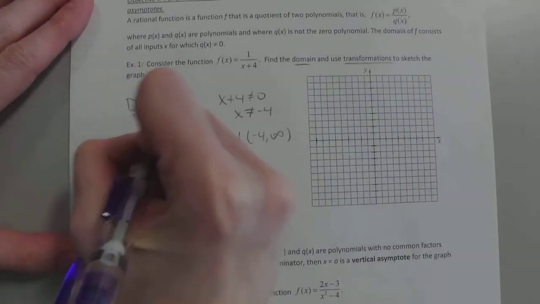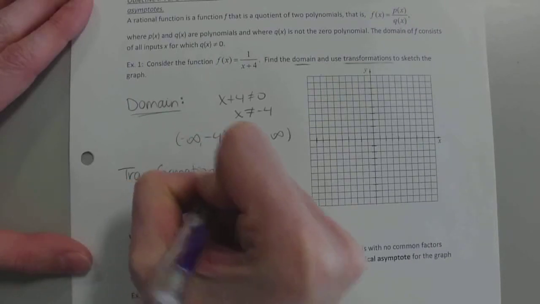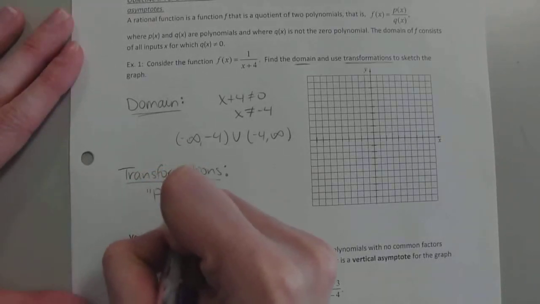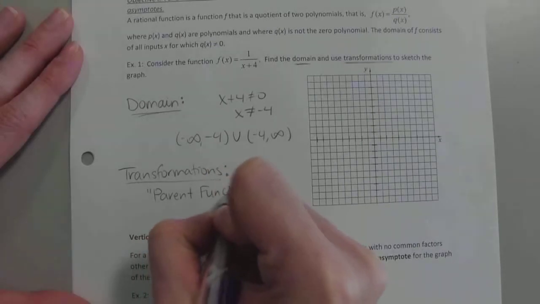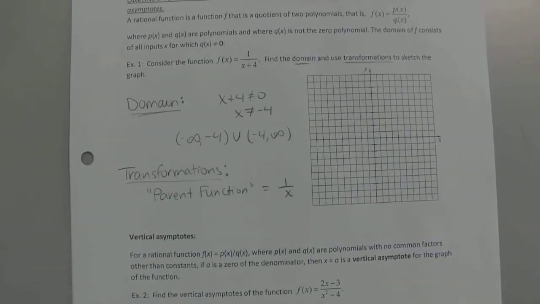The second part says use transformations. Okay? This one's a little bit different because we didn't really graph the parent function very much, but our parent function, guys, was called the reciprocal function, 1 over x. And I forget, it's in chapter 2. I think it's 2.5. So we learned about all the parent functions. Remember, like x squared was a parabola, x cubed was that snake, all kinds of stuff. The 1 over x was one of ours.